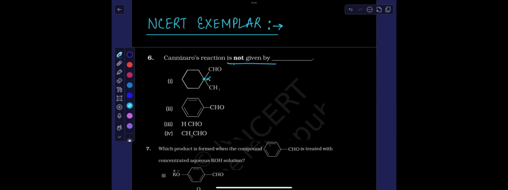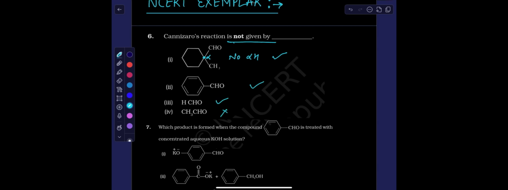Next question is from exemplar. Not given by means it should have no alpha hydrogen to show Cannizzaro. So the first 3 will show Cannizzaro, the fourth one will not show. Second, CHO will oxidize to carboxylate and reduce to alcohol. So second is the correct option.